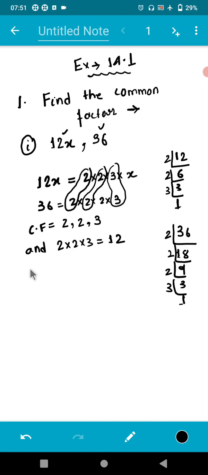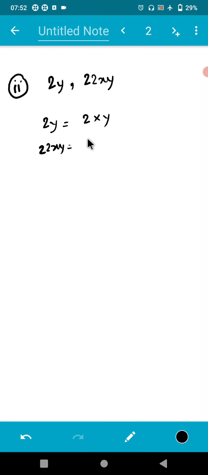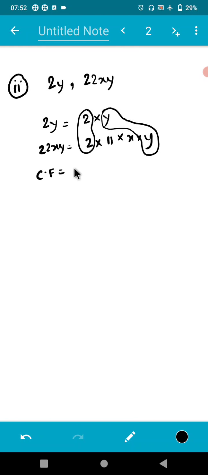This is exactly how you have to do the second sum, sum number 2. What we have in sum number 2 is 2y and 22xy. 2y can be written as 2 into y, because we cannot break 2, it is a prime number. And 22xy we can write as 2 into 11 into x into y. Now what are the common factors? These are the common factors, students. This is a common factor and this is also a common factor, that is 2 and y. You can write 2 into y, so that gives you 2y. Fine, as easy as this.